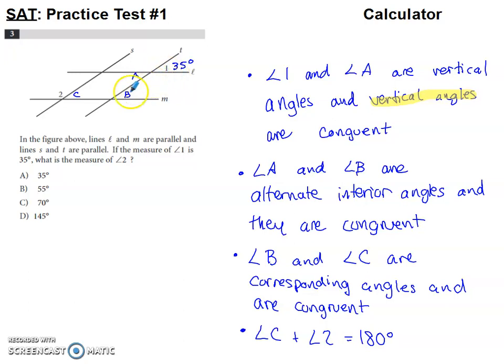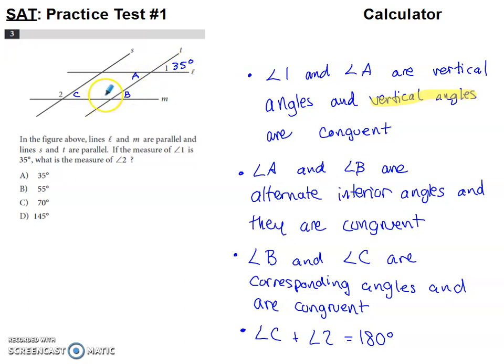The next thing I did is I came down here and labeled angle B. So angle A is in between line L and line M. Angle B is also in between line L and line M. So A and B are both interior angles, and they're on alternating sides of this transversal T that's crossing those parallel lines, and alternate interior angles are congruent. So angle B has the same measure as angle A, which has the same measure as angle 1.